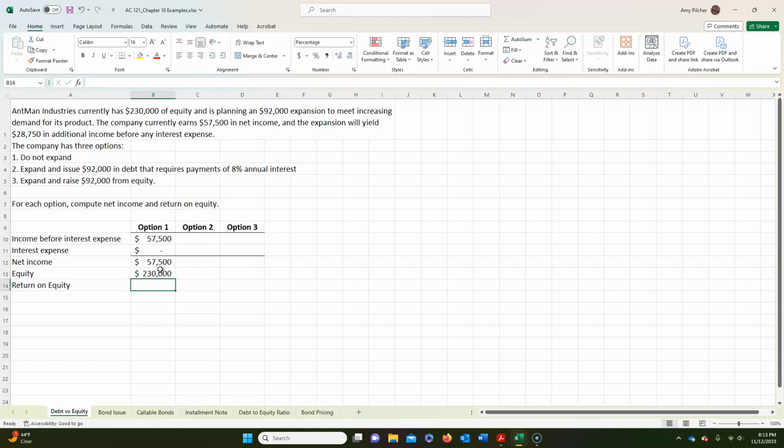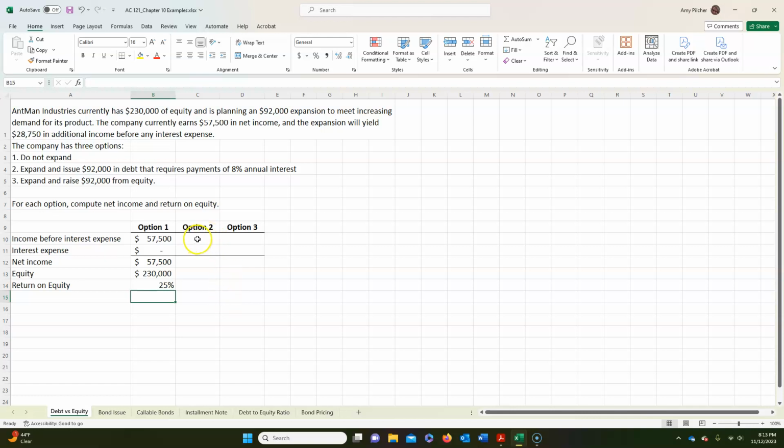So the return on equity is net income divided by equity, or how much income do we generate from our current amount of equity. It's a measurement of really how successful we are. We have multiple different measures; return on assets, return on equity, and return on investment are the three main ones.